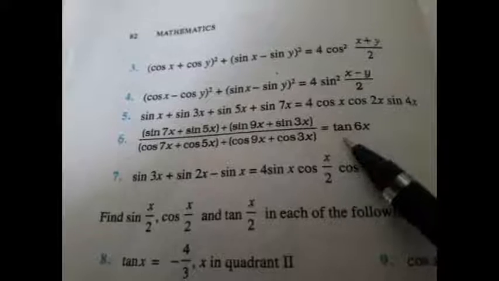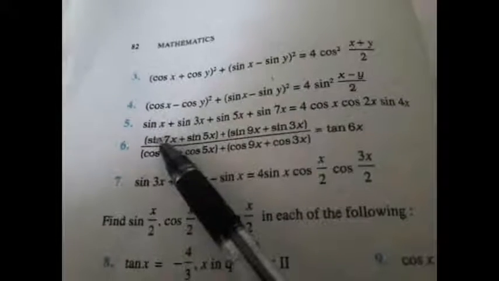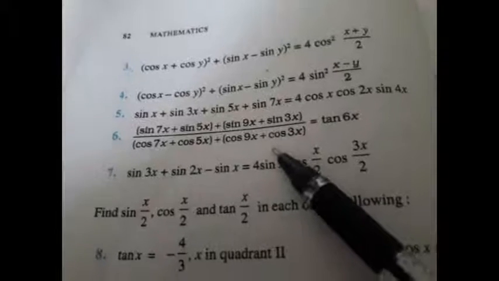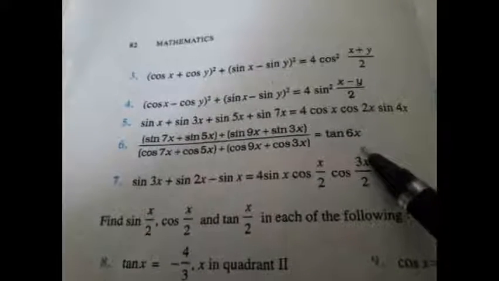And the same way with the sixth question also. See, they have clubbed terms here. So what should you do? For this term, apply the s plus s formula. For this term, apply s plus s. For this term, apply c plus c. For here, c plus c. Try simplifying, then you will get this answer.